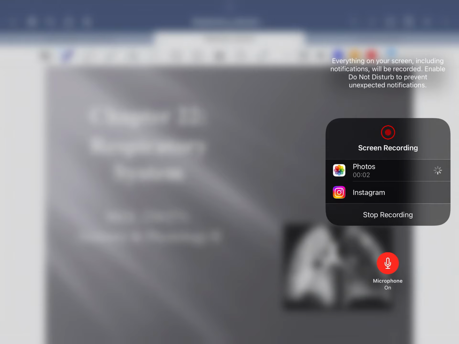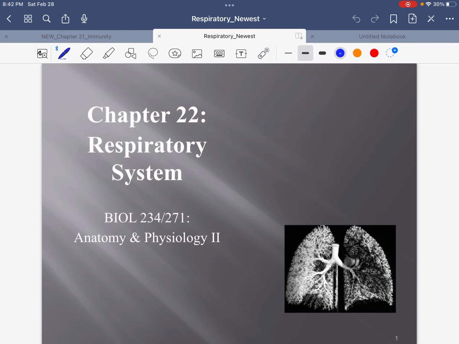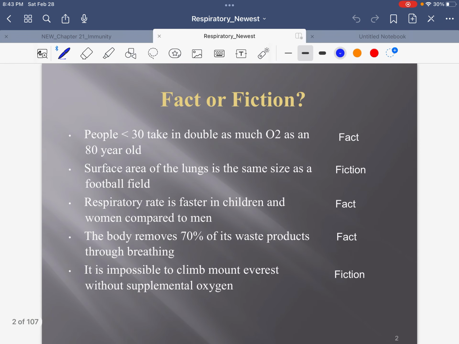All right, everybody, this is Dr. Jenkins. This is going to be our start to the respiratory system. In this first video, I just want to lay out the basics: anatomy, some basic structure stuff, so that when we're back in person, we can get into the real fun physiology.